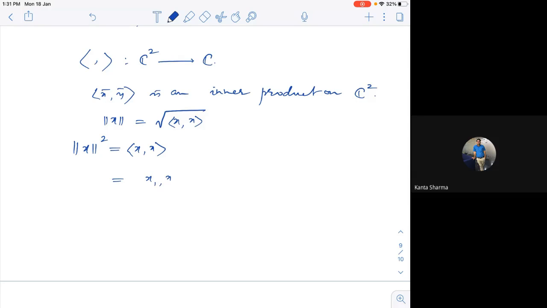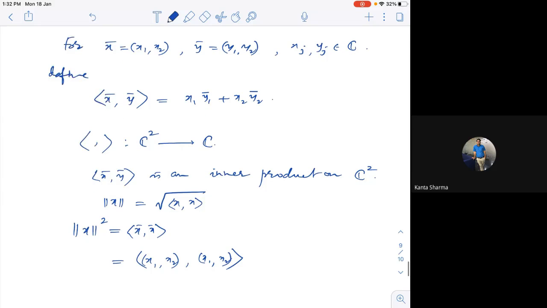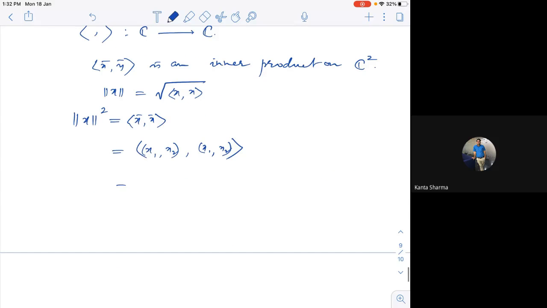x1 comma x2, or you can call it x bar y, this one. So the inner product of x1 and x2: how much is that inner product? It is equal to x1 times x1 bar plus x2 times x2 bar. So x1 is a complex number, multiplied by its conjugate, which is nothing but the modulus of x1 squared.